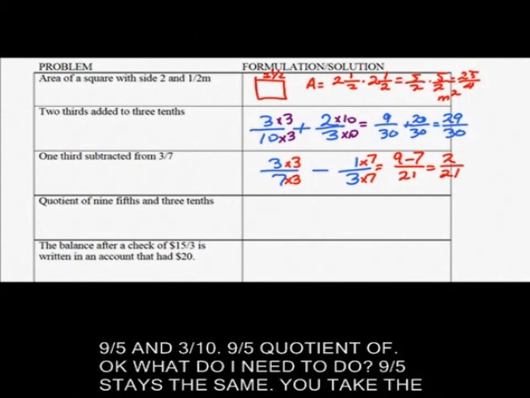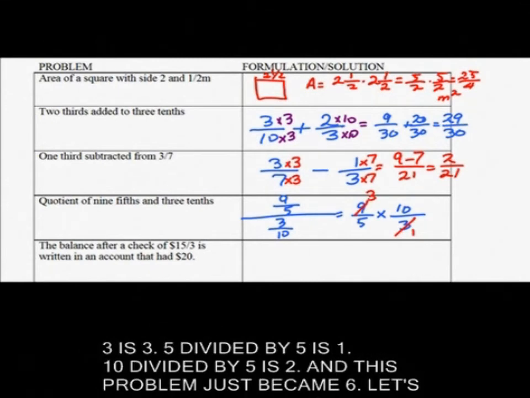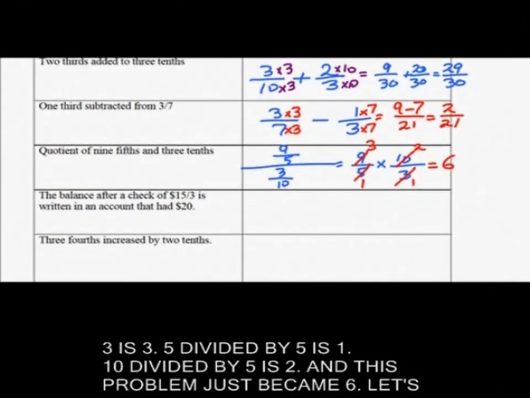Quotient of 9/5 and 3/10. 9/5, quotient of. Okay, what do I need to do? 9/5 stays the same. You take the reciprocal of the divisor, and let's start simplifying. 3 divided by 3 is 1. 9 divided by 3 is 3. 5 divided by 5 is 1. 10 divided by 5 is 2. And this problem just became 6.